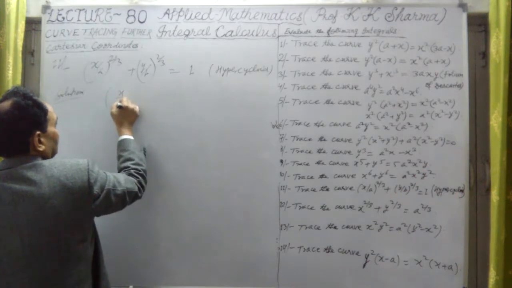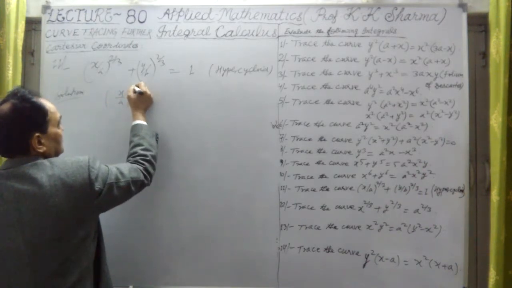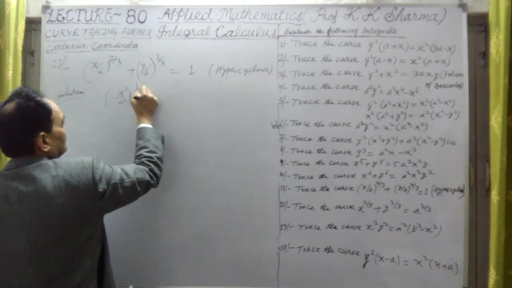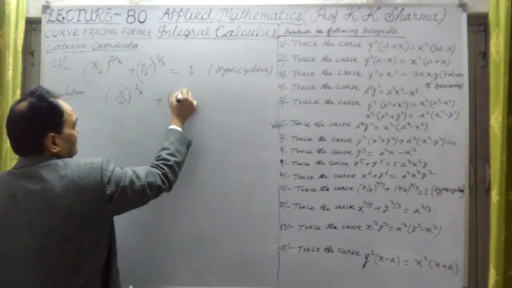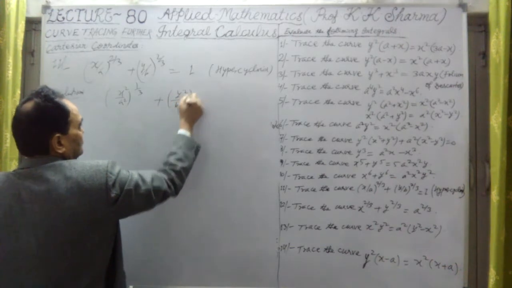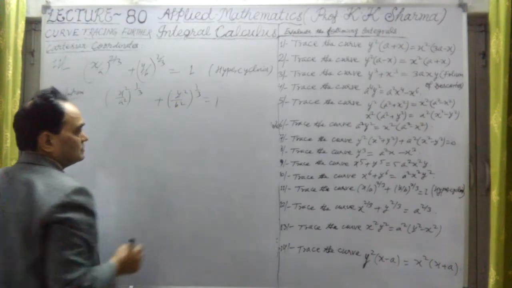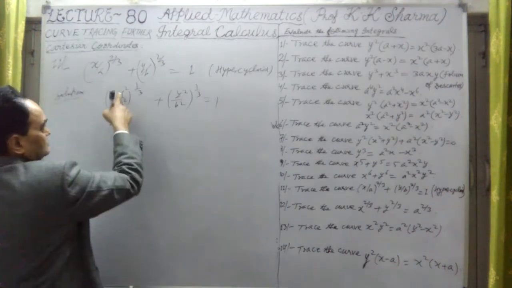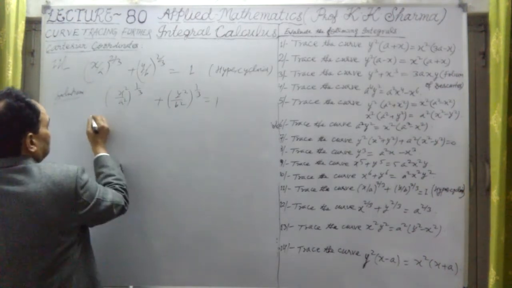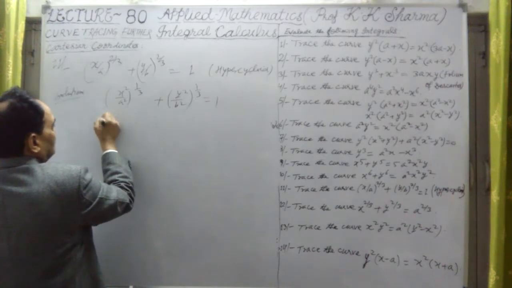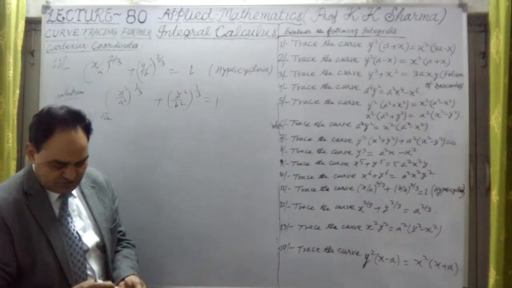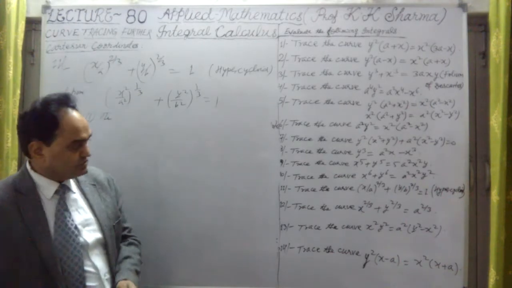If I write it as (x²/a²)^(1/3) + (y²/b²)^(1/3) = 1, then this equation is symmetric to both the axes, because of the even terms here. So the first point is that the curve is symmetric to both the axes.